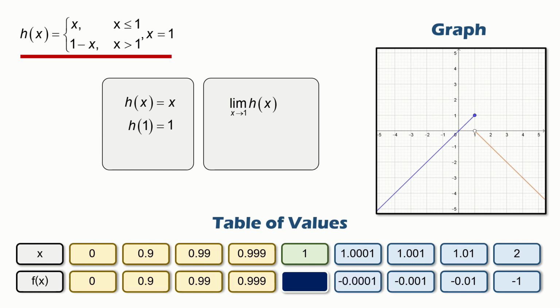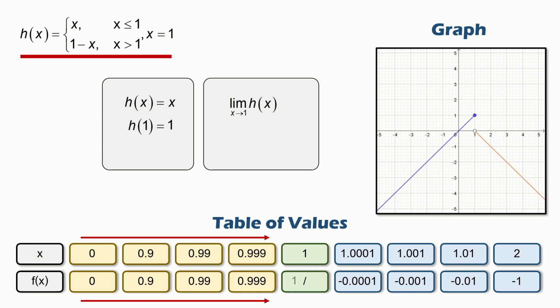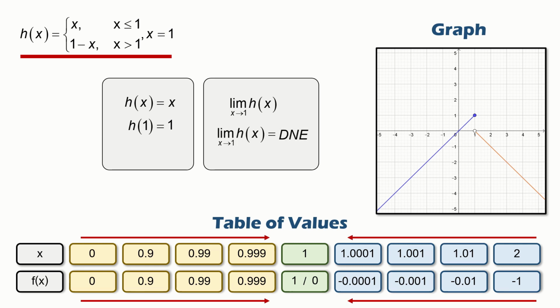By observing the table of values, when x approaches 1 from the left side, the function is approaching 1. And when x approaches 1 from the right side, the function is approaching 0. The function is approaching different numbers. Thus, the limit of the function as x approaches 1 does not exist.